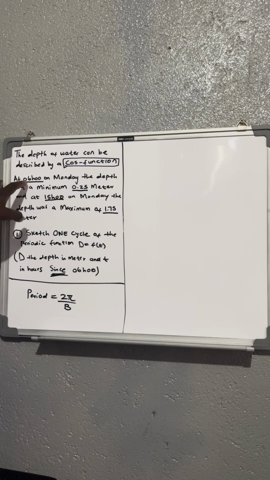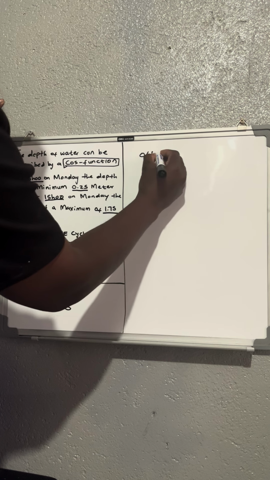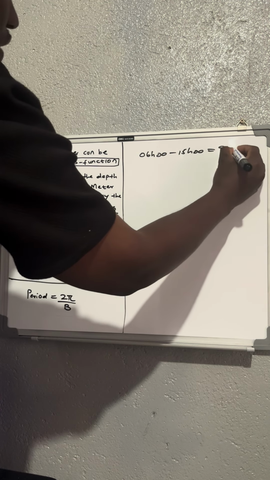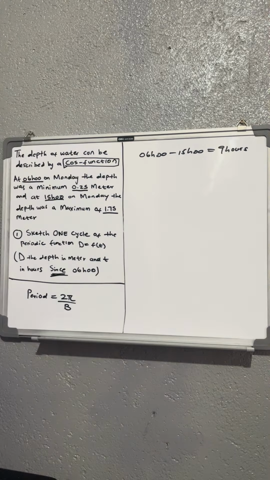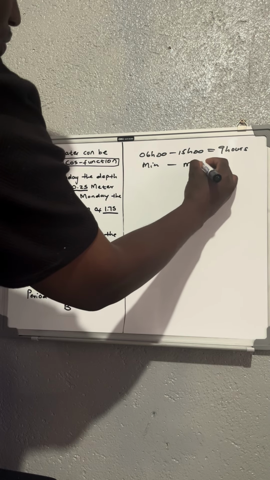So if we check carefully, what do we have? We have the time range between 6 o'clock and 3 o'clock. If we check the difference between 6 o'clock and 3 o'clock, you would see that we have 9 hours. We have 9 hours, but that doesn't give us a full circle. It actually gives us a half circle, because here we have the minimum to max.